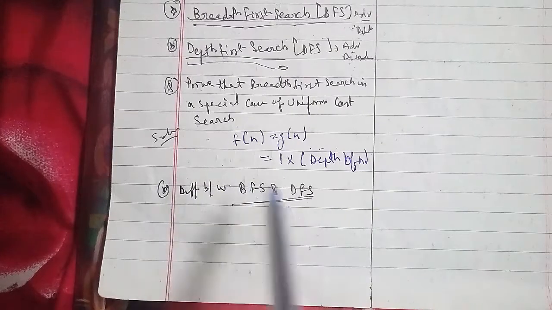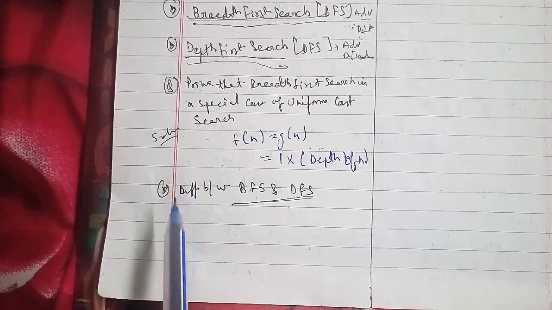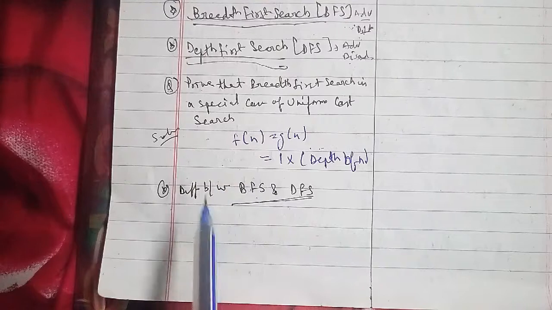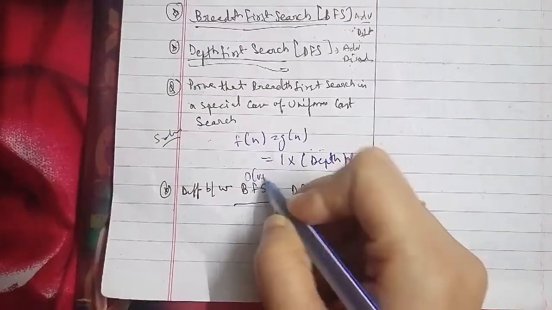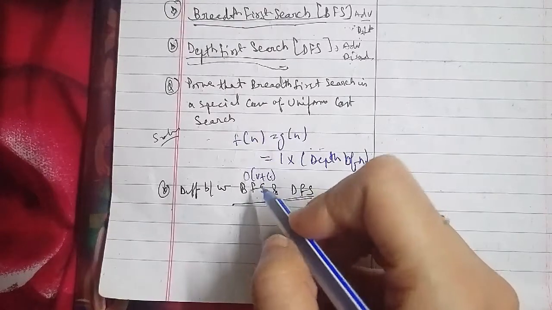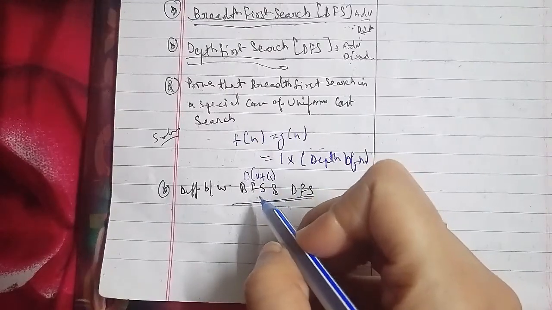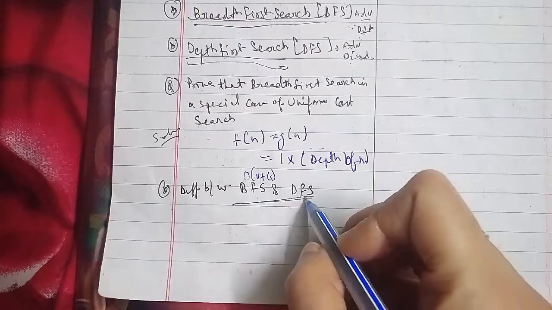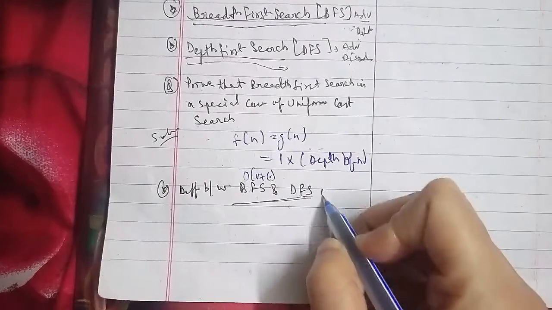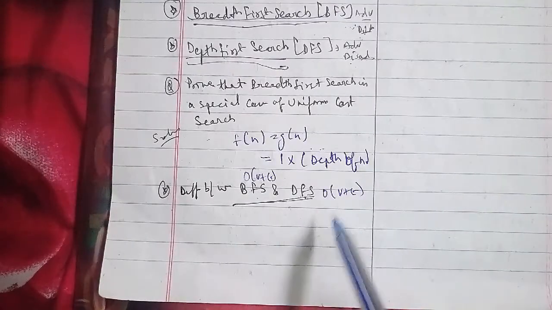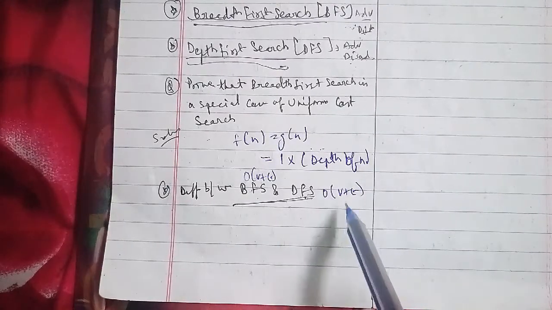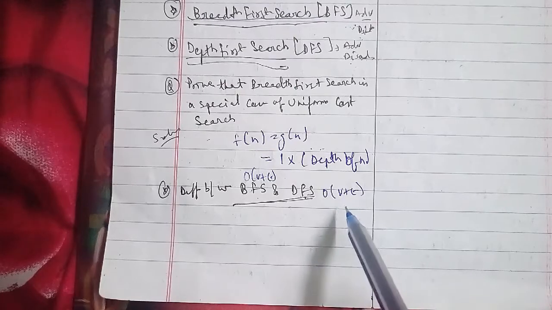Among the differences between BFS and DFS, the time complexity of BFS is O(V + E), where V stands for vertices and E stands for edges. And the time complexity of DFS is also O(V + E), where V stands for vertices and E stands for edges here as well.